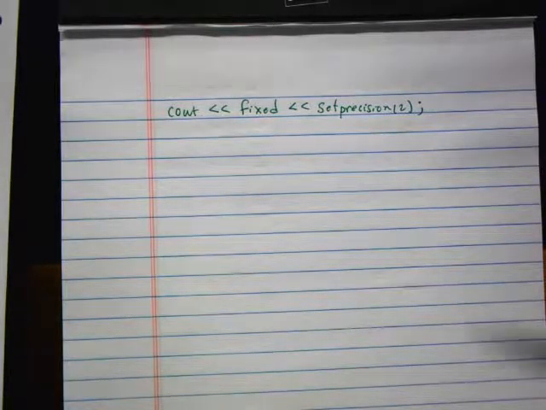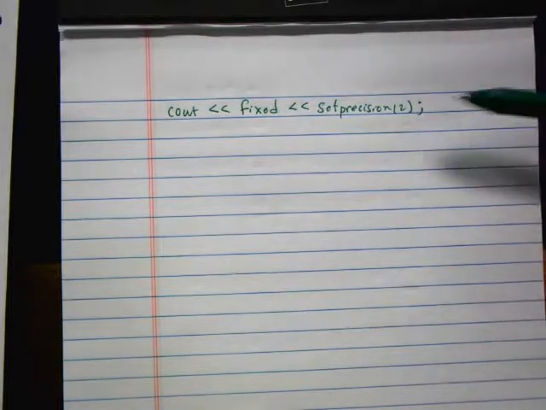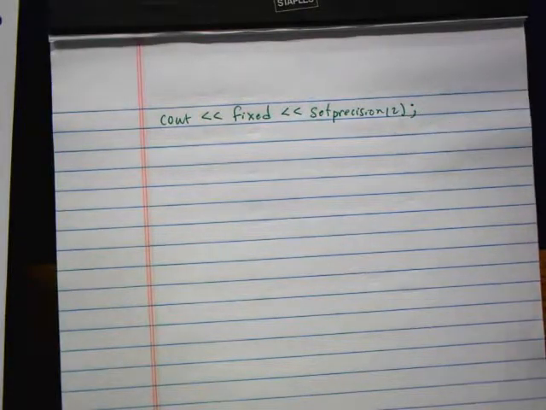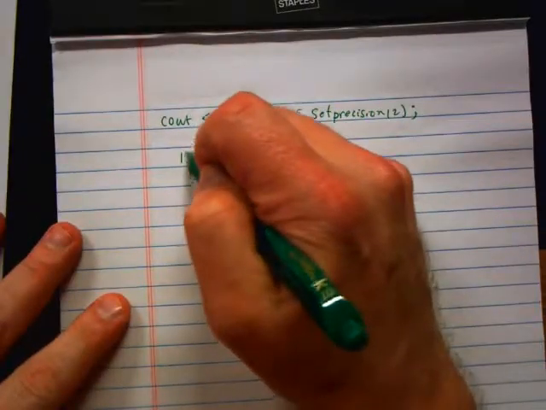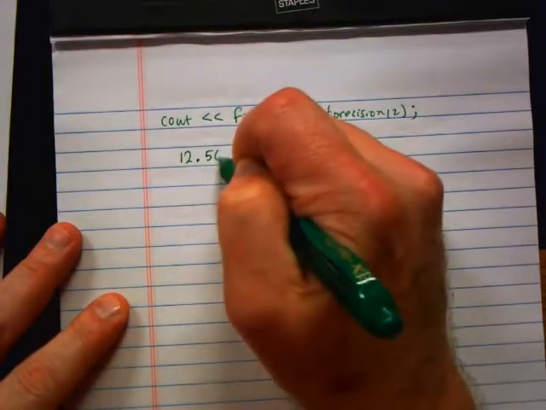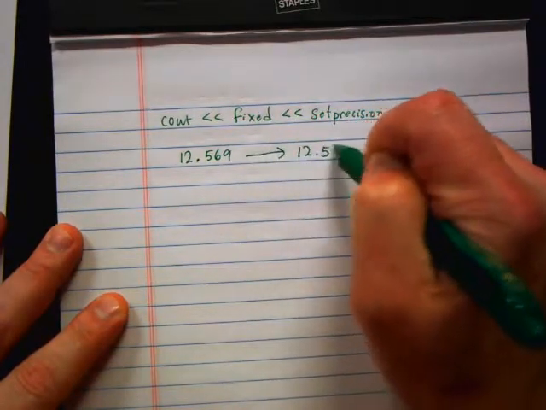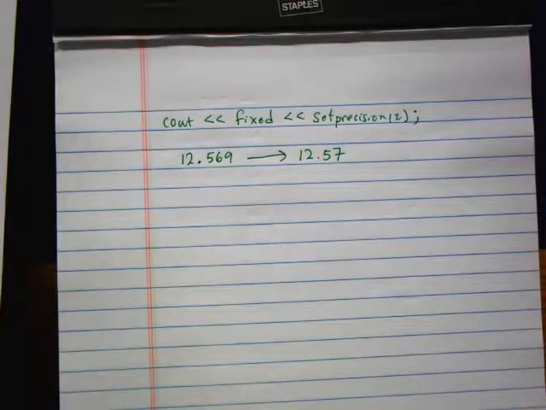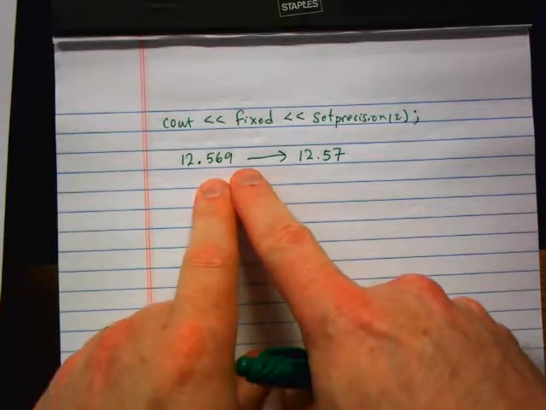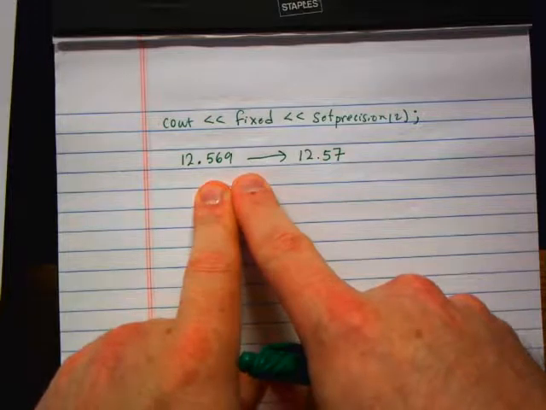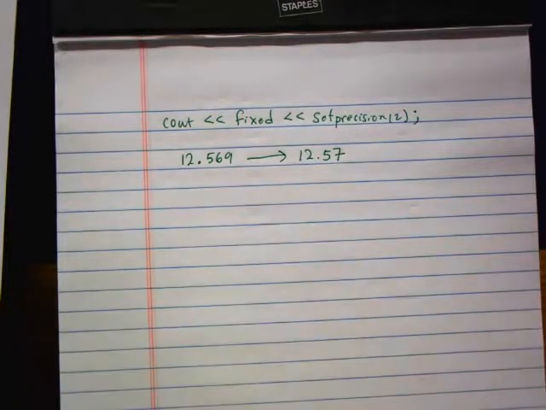However, when you do this fixed and this setprecision(2), it rounds. So if the answer turns out to be 12.569, it's actually going to print 12.57. It will round. The interesting question that Michael Clark asked me was, he doesn't want to pay his employees that little extra part of a penny there. He wants it to round down. How do you make it round down?